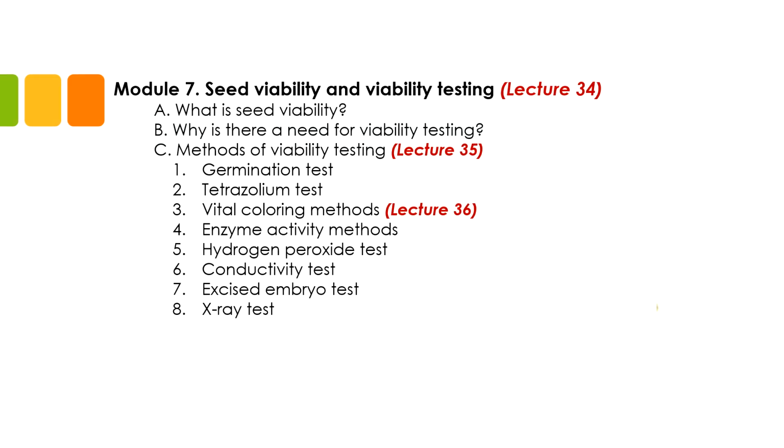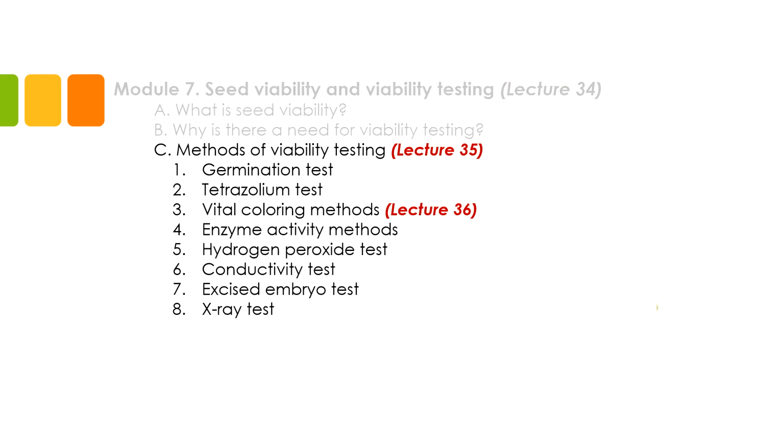In this lecture, we will continue our discussion on the various methods used to test seed viability. Previously, we described the germination test and the tetrazolium test, both of which are widely applied and form the foundation of seed quality assessment. The germination test provides a direct measure of a seedlot's ability to produce normal seedlings under standardized conditions, while the tetrazolium test offers a rapid biochemical method to distinguish living from dead tissues. Building on this, we will now turn to additional approaches that complement or extend these methods.